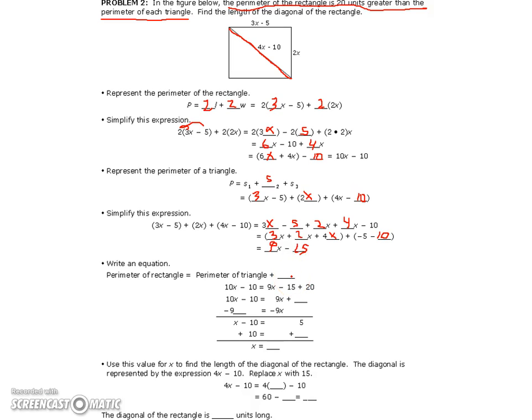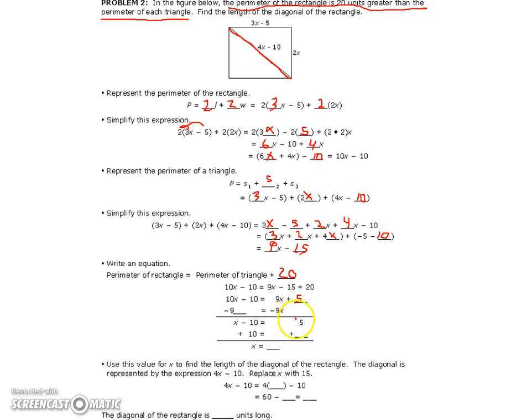Okay, so next, let's talk about that relationship that they told us in the problem. It said the perimeter of the rectangle is 20 units greater than that of the triangle. So the rectangle would equal the triangle if we would just add 20 units to the triangle part. Then they would be equal in size. All right, so using that relationship and what we've discovered earlier about our perimeter expressions, we can say that 10x minus 10, which is the rectangle, should equal 9x minus 15, which is the triangle, plus 20 units. So now we're just going to combine these constants on the end to get negative 15 plus 20 makes 5.